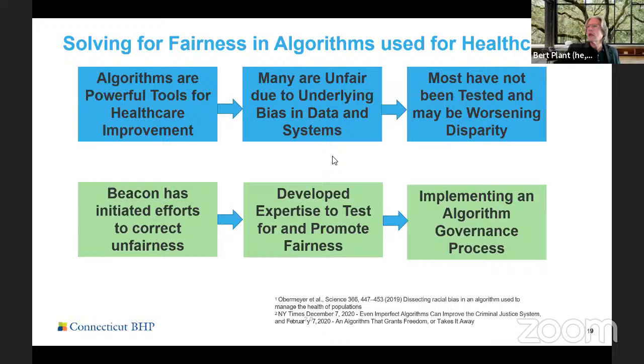And one of the things I mentioned before is, a lot of algorithms are used in healthcare. Recent research has demonstrated that quite a few of them are biased because the data in the system itself is biased, and that most have not been tested and may be worsening disparities because they may be selecting individuals for a particular program to help with, let's say, someone who has diabetes or has a particular mental health problem. But if their selection process is leaving out certain groups, then those groups aren't going to have access to this improved or intensive care. So we've been focusing a lot on this and developed efforts to correct for fairness. We've developed some expertise, and we are in the process with our parent company of implementing an algorithm governance process to make sure that all the algorithms we're using are fair and we're not continuing to perpetuate the biases that are in the system and in the data.